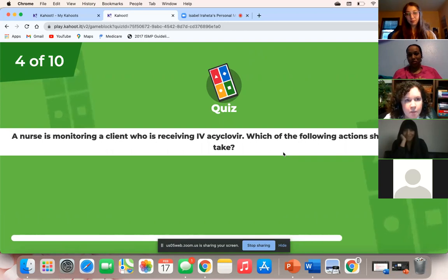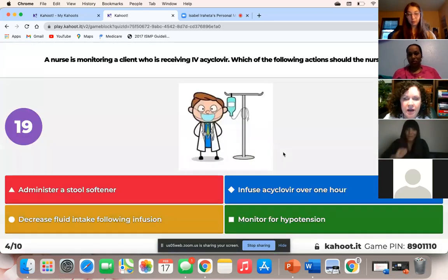Okay, so a nurse is monitoring a client who is receiving intravenous acyclovir. Which of the following actions should the nurse take?